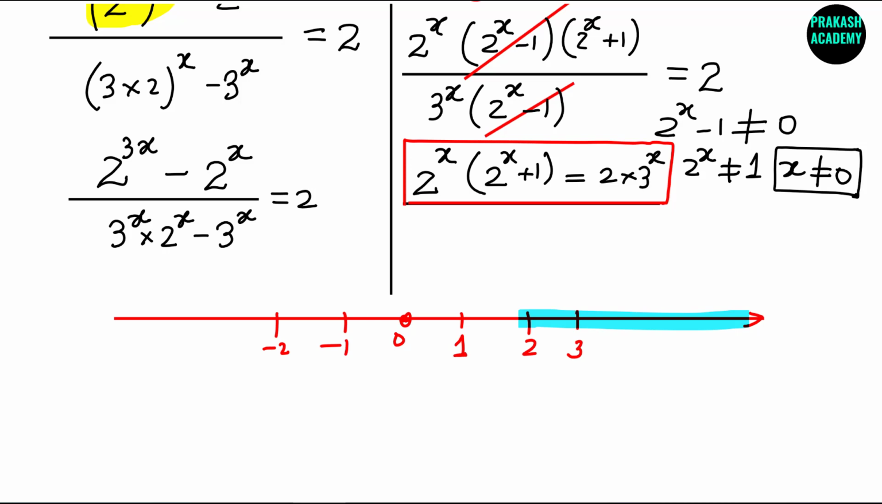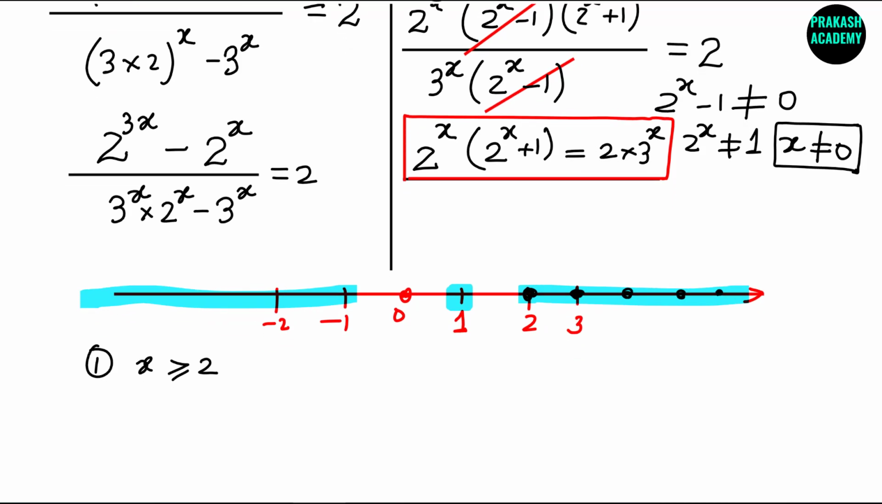Another is negative, so this portion. And another is 1. So we will divide this number line into three parts. Let us consider the first situation when x is greater than or equal to 2. Since we have integers, 2, 3, 4 are the only possible solutions. So if x is greater than 2, this means what?